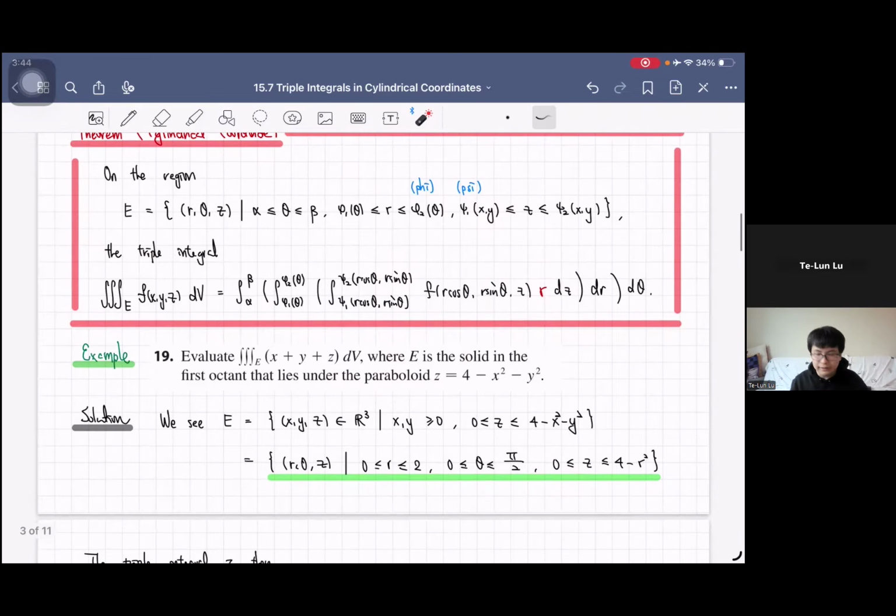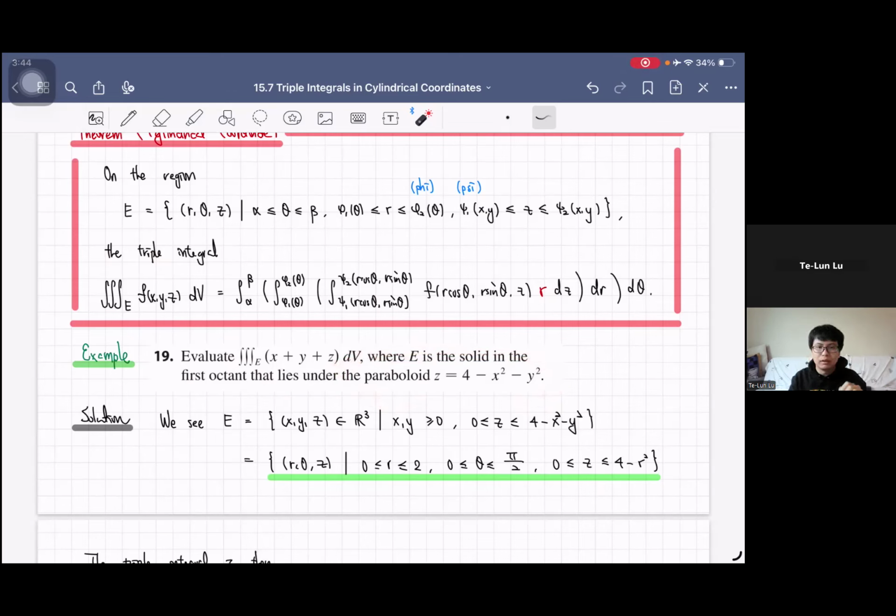Right. So let us start with a bunch of examples to see how this cylindrical coordinate Fubini theorem entails anything new in our integration. So first of all, I want to integrate the function x plus y plus z over the region E, where E is a solid in the first octant. So basically, x and y and z are all positive, which lies below the paraboloid z equals 4 minus x squared minus y squared.